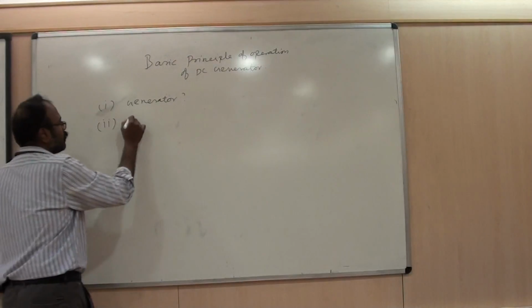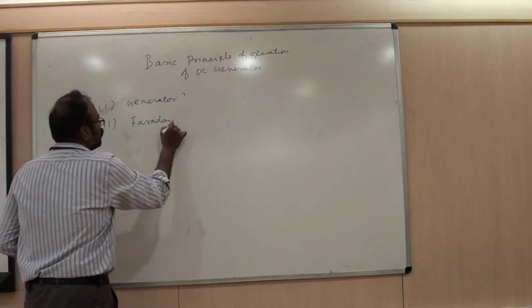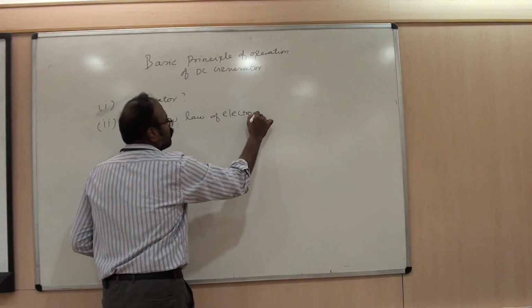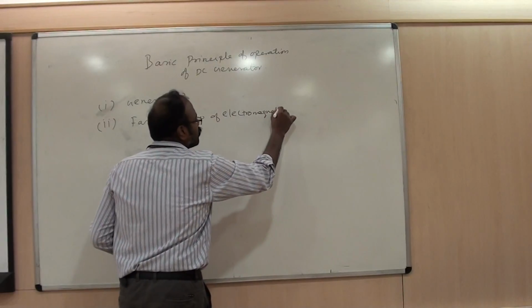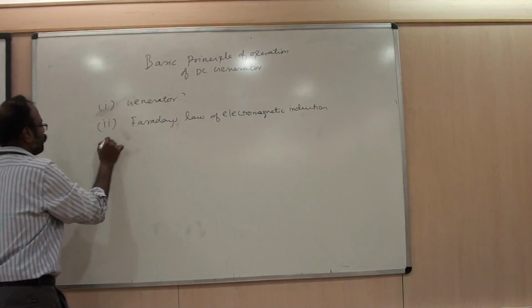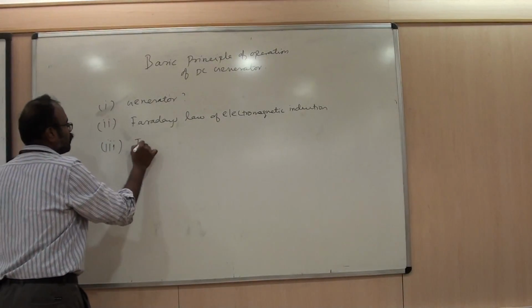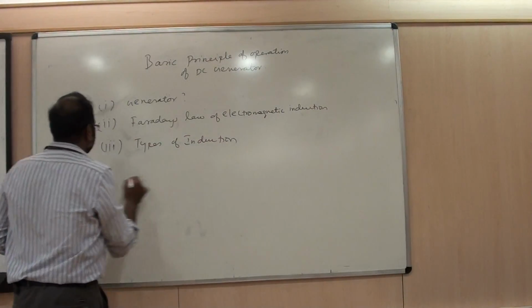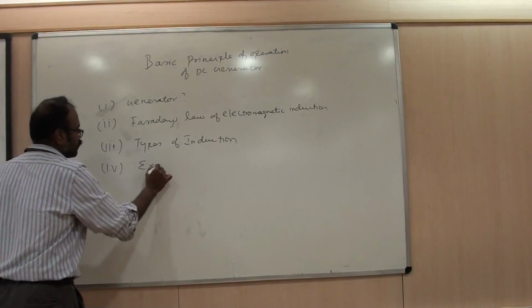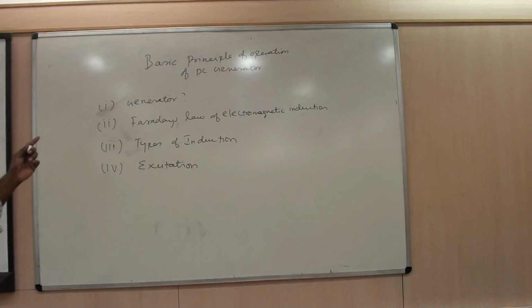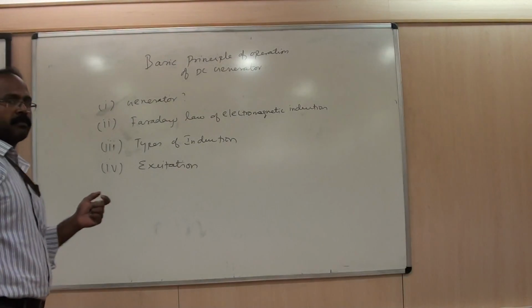Then we should know about Faraday's law of electromagnetic induction. Then what are the types of induction? Then another important term called excitation. So after discussing these important prerequisites, then only we can understand what is the basic principle of operation of a DC generator.